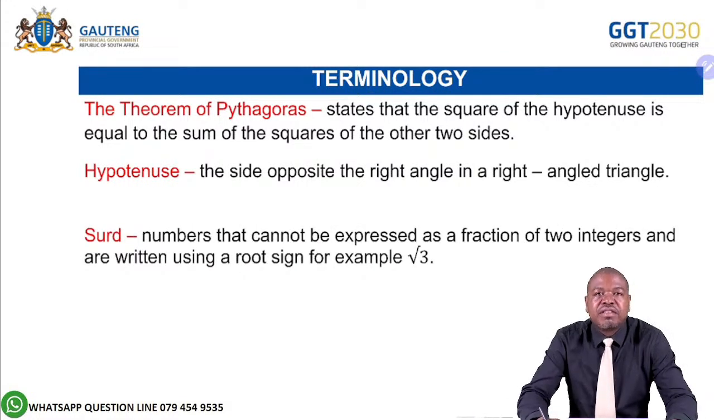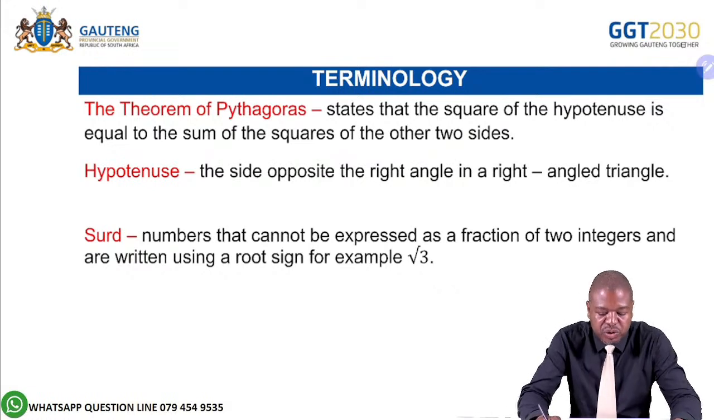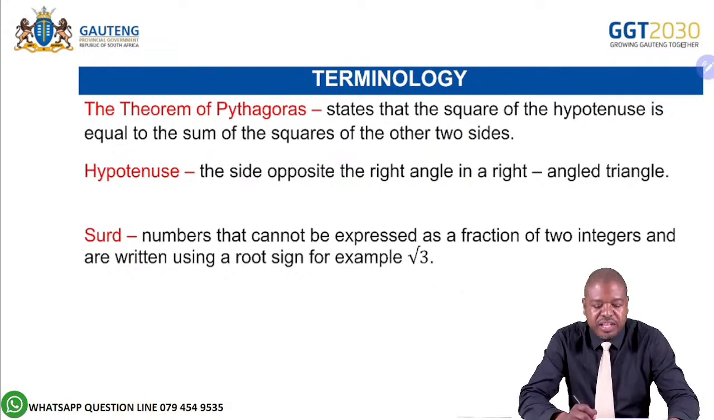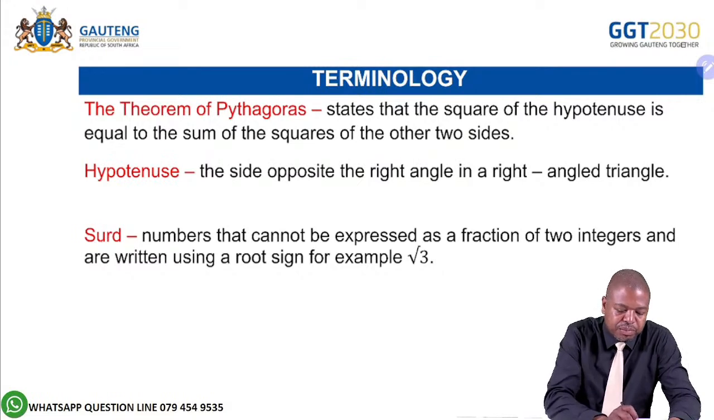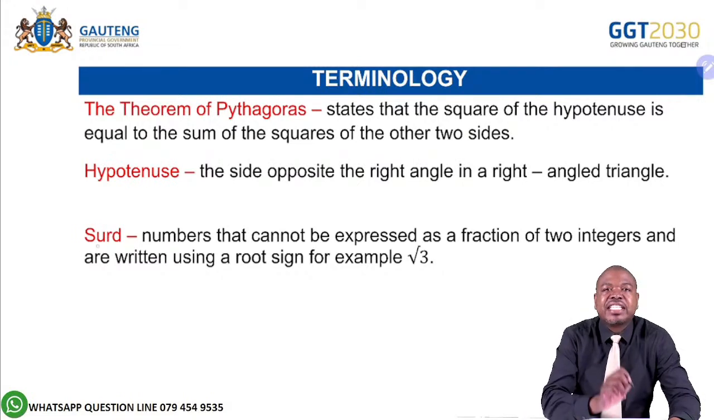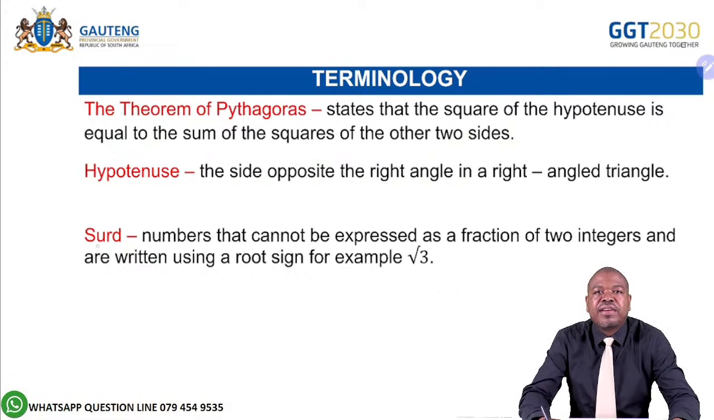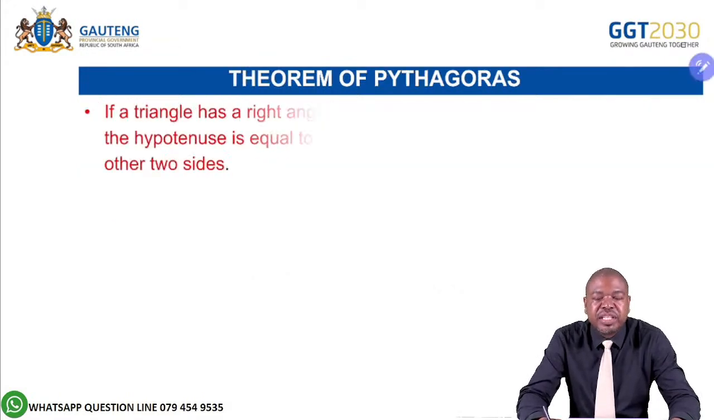And then we do have a surd. These are numbers that cannot be expressed as a fraction of two integers and are written using a root sign, for example, root 3. Remember, we expressed some of our answers in surd form when we were doing our baseline activity. Now let's begin our lesson.